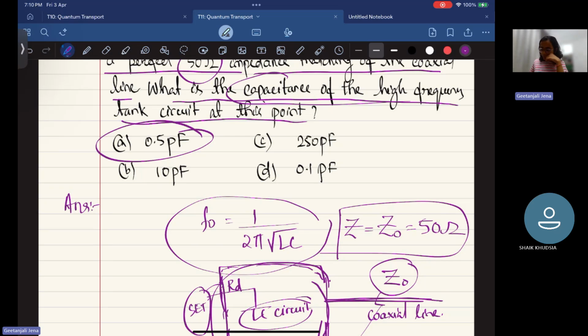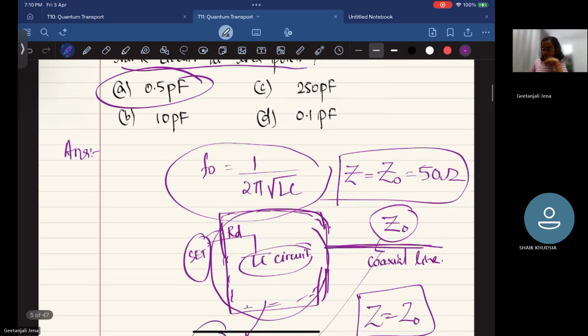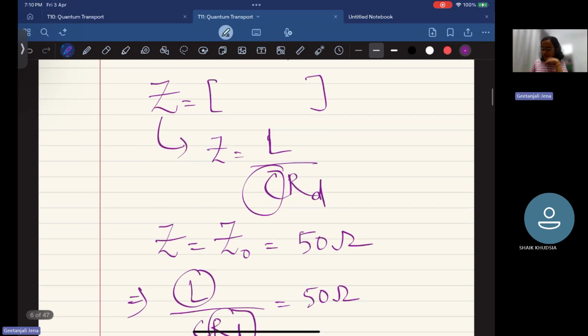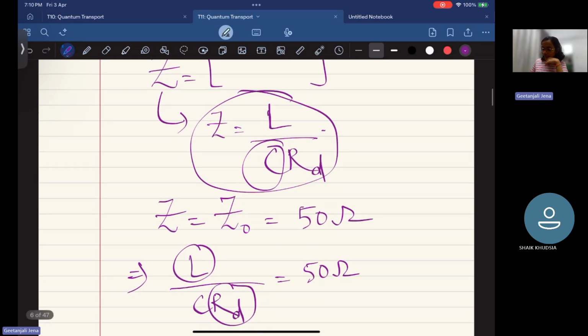So is this clear? Whenever there is impedance matching, you can use this relation and equate it to the impedance of the coaxial line to get the value of L or C or R. Do we have any doubt in this problem? Otherwise, we'll move to the next one.